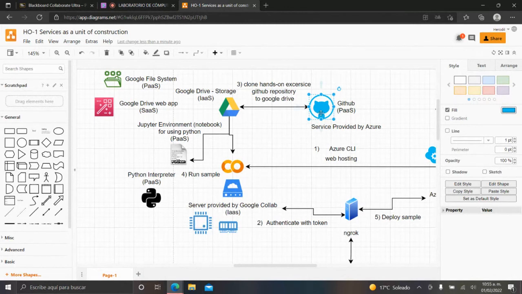and we opened the code, the hands-on code on a notebook that was running already in Colab. And then from the notebook, we cloned the code provided by Azure, which was also lying in GitHub, that contained the code of the application that we were going to deploy. And that was only cloned in the Google Drive.